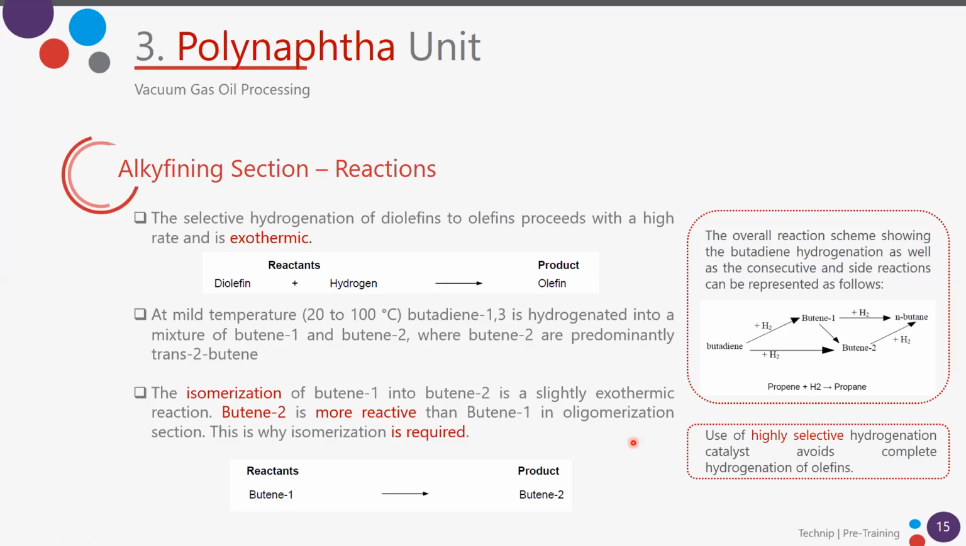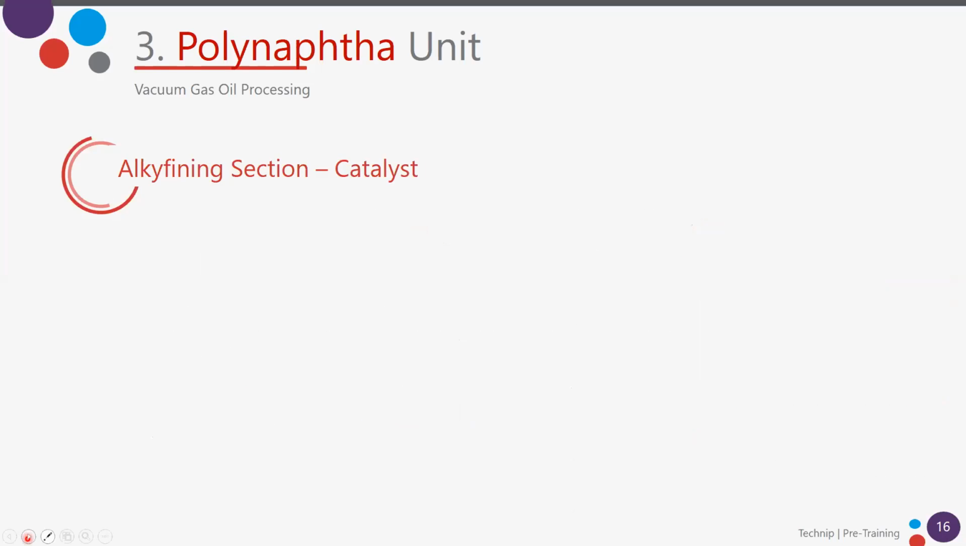Okay, and the use of this catalyst, of course, avoids the complete... That was the previous question. The operating condition, and of course, the catalyst that you will use, will avoid the complete hydrogenation of the olefins. Very specific catalyst for the selective hydrogenation of the olefins. Okay, this is the catalyst that we are going to use. We will see the catalyst now.